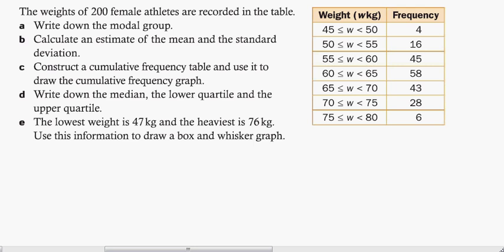Okay, so it says the weight of 200 female athletes are recorded in the table. So you have your table over here. It's interval data. That's important. We'll have to deal with that later.